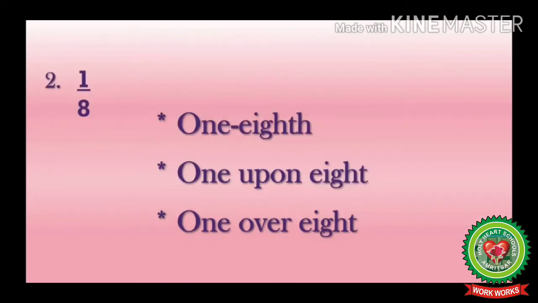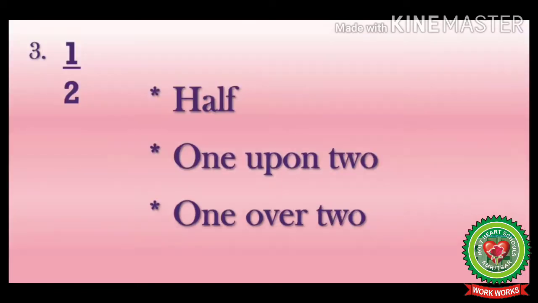Our next example is 1 upon 8. Again the numerator is 1, so we will write 1-eighth. Next is 1 upon 8 and the third one is 1 over 8. Remember, do not add s with the denominator. Third example is 1 upon 2. Children, 1 upon 2 is the only fraction that is known as half. The other two are 1 upon 2 and 1 over 2.